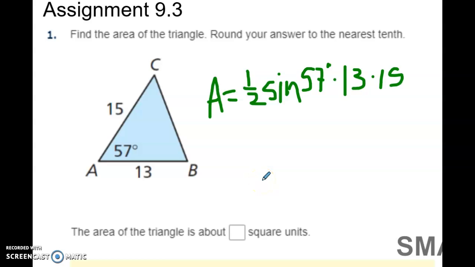Let's look at assignment 3 and give you some hints and helps. I'm not going to show you every problem, but I'm just going to try to show you one type of each. So number 1 is finding the area of the triangle.